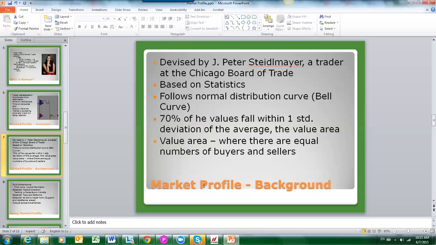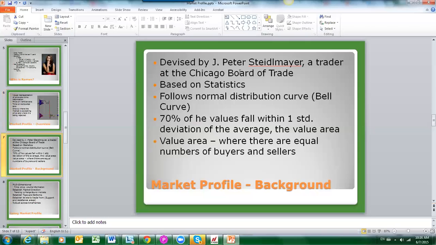Okay, so a little bit of background on market profile. It was devised by Peter Steidlmayer. He was a trader at the Chicago Board of Trade, and I think he was there from the late 50s to about the 80s or so. It is based on statistics.